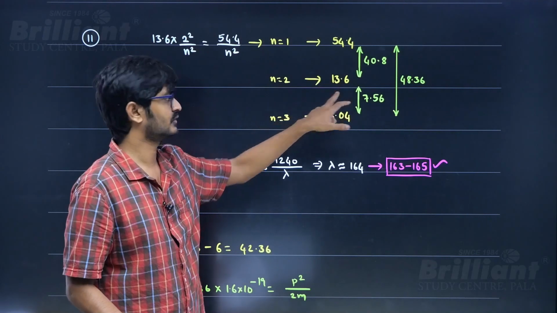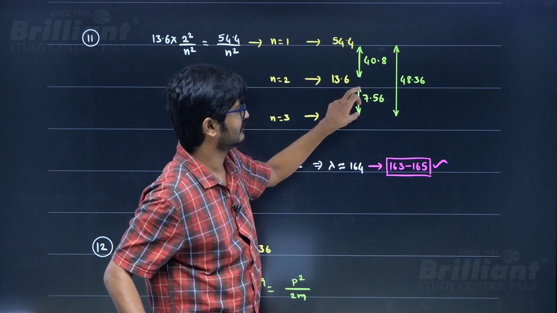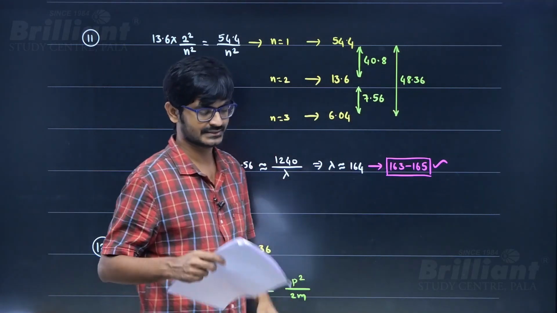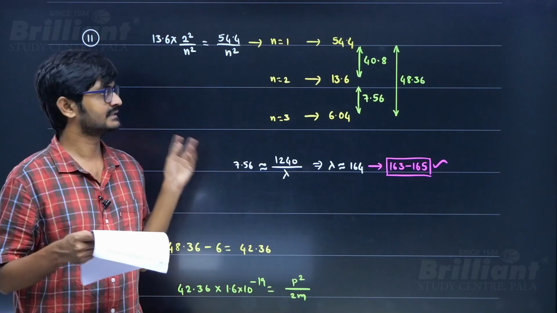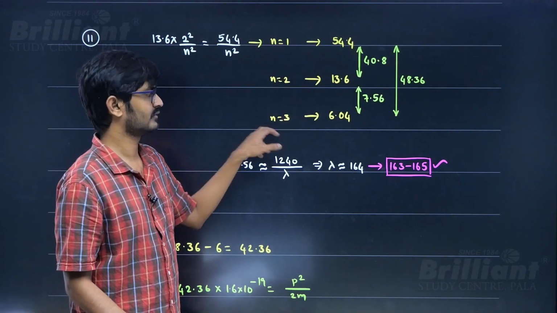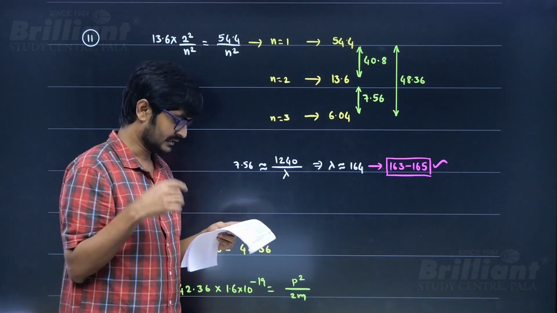For n equals 2, 13.6; for n equals 3, 6.04. I am looking at the differences: 40.8, 7.56, and this is 48.36. This is something given in the question. So what does that mean? When a photon is given to that helium plus, it will be going from n equals 1 state to n equals 3 state. Okay. Now it went to n equals 3.